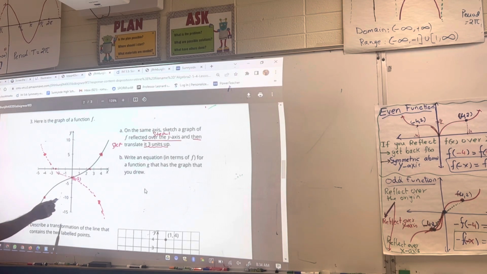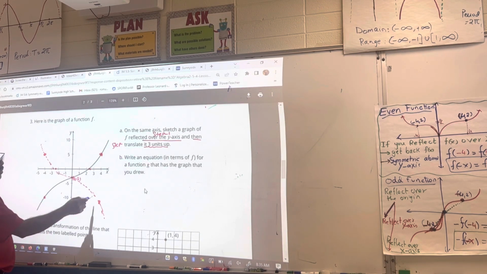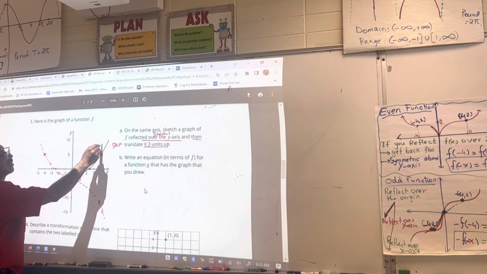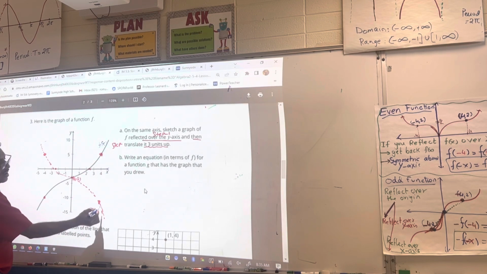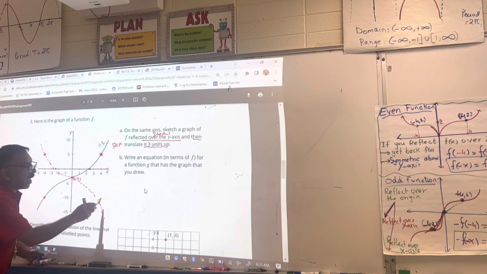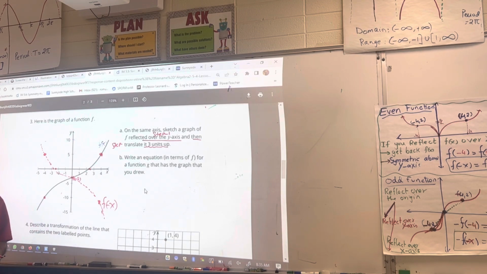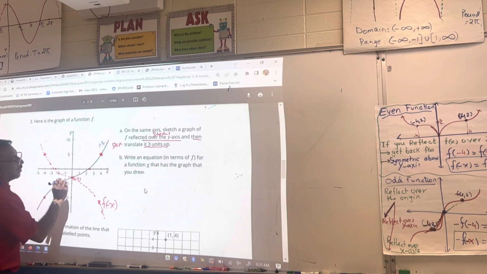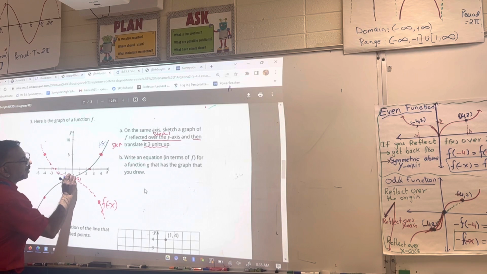So the first step is you reflect. What happened is this was f of x. Now this is f of minus x. Can you write it down like this? So far it is f of minus x. Now you want to push it up. If this is almost 3, then this is 1, 2, and 3. This point goes right here.